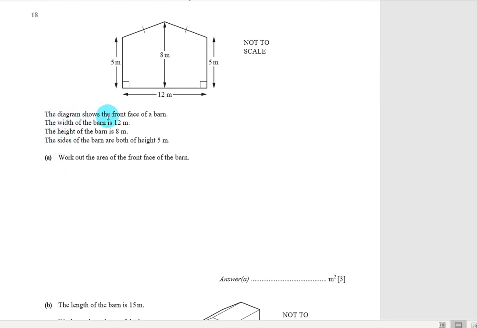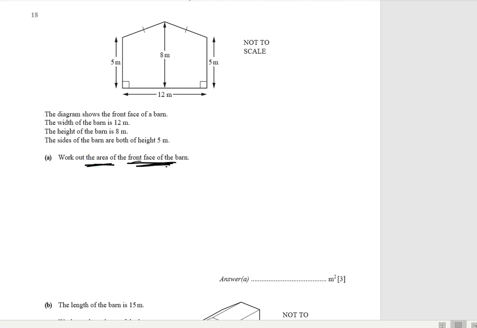Let us go ahead. The diagram shows the front face of a barn. The width of the barn is 12 meters. The total height of the barn is 8 meters. The sides of the barn are both height 5 and 5. Work out the area of the front face of the barn. So we need to calculate the area.